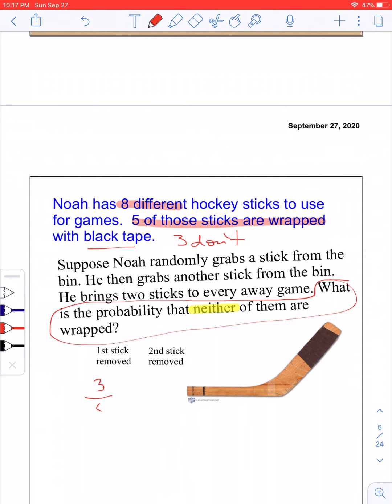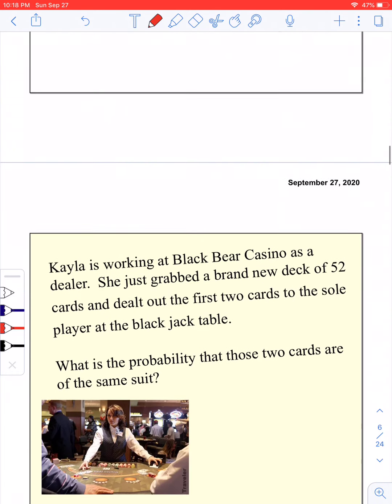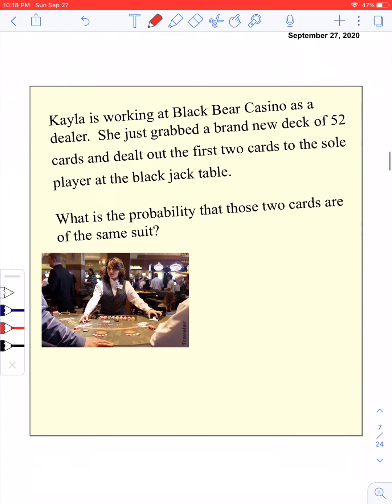He has 8 different sticks. Now again, because he doesn't put it back in, he's already pulled it out, he's grabbing his second stick. Again, we assume that he has picked one that's black with tape. So there's 2 left, and then there's 7 sticks in there total. So this would be 6 out of 56, which reduces to 3 out of 28. I'm going to skip this one.